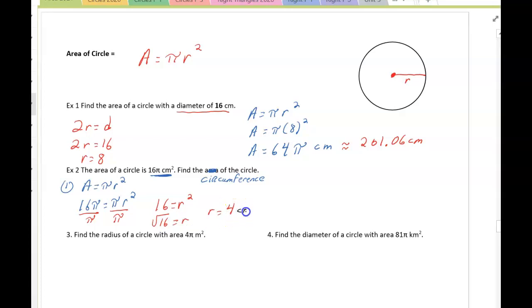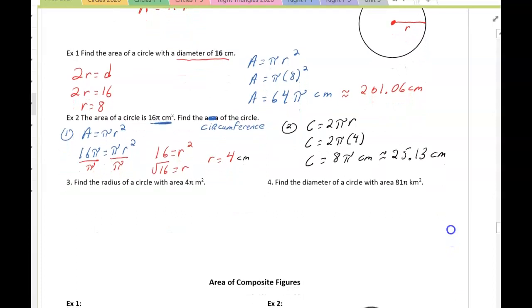And it's 4 centimeters. Then step 2, we want to find the circumference. So circumference from the previous unit is 2 pi r. So the circumference is 2 times pi times 4. So the circumference is 8 pi centimeters. Again, if you need the decimal, you could use the pi button on your calculator, and you'll get around 25.13 centimeters.